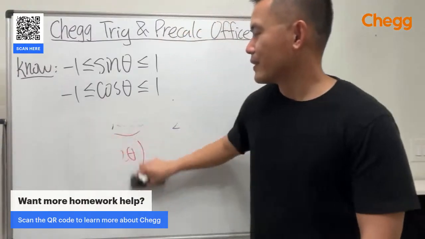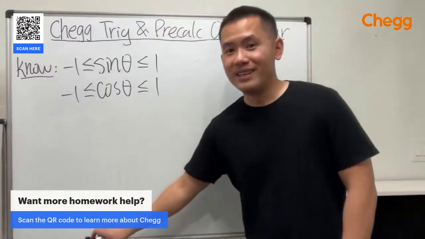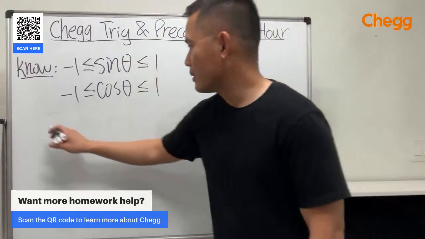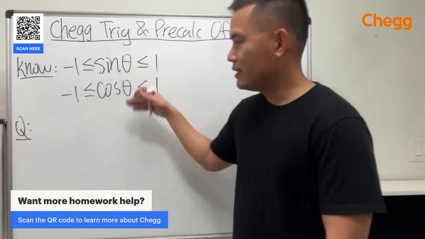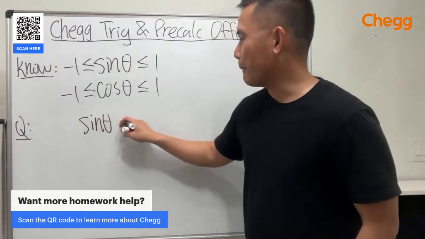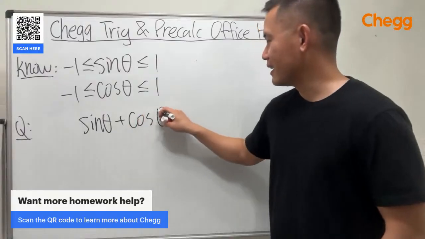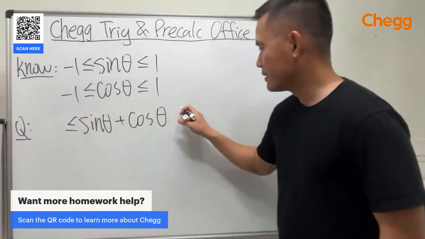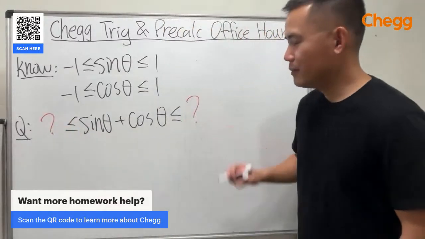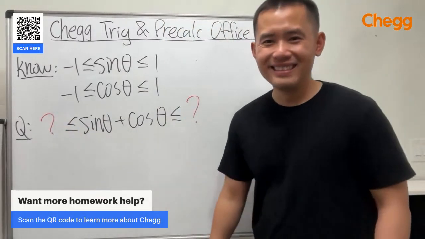And all right, let's do one more. How about if we add them up? By the way, I should put on the question right here. We know this, but I want to put on the question right here. How about one more? Sine theta plus cosine theta. Okay. Let me see who can get this right.